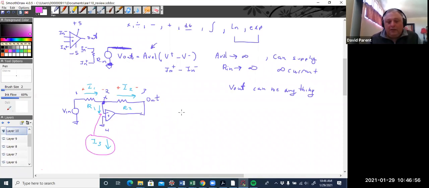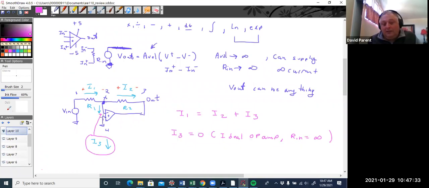So let's just write it out. I1 equals I2 plus I3. But then you have to remember, it's like an ideal op amp. Rin equals infinity, right? Which means you take it out of the circuit, like you open it up.